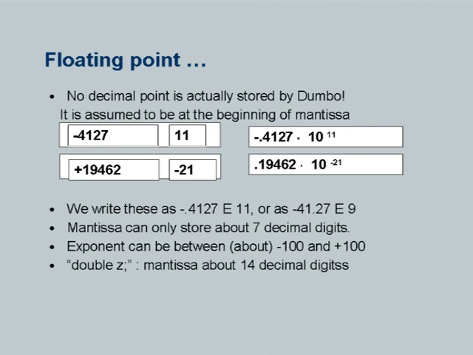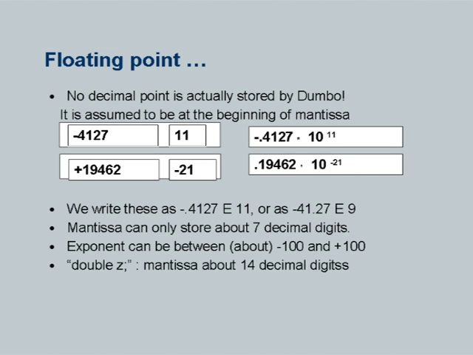So let us look at how these numbers are stored. Here is some example. This is a drawer which we call, let's say, X or Y or whatever. In this drawer, Dumbo has made two partitions. One is called mantissa, one is called exponent. Here the value stored is minus 4127. Here the value stored is 11. Here is another example. In this drawer, Dumbo has stored 19462, a positive number, as mantissa, and minus 21 as exponent.